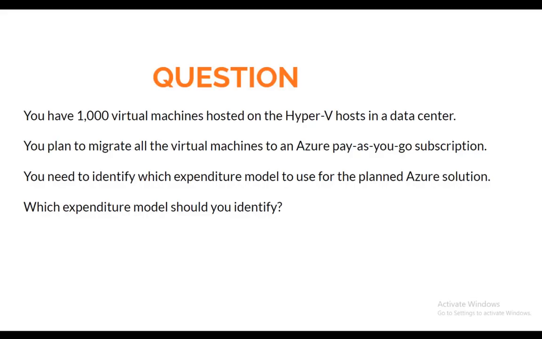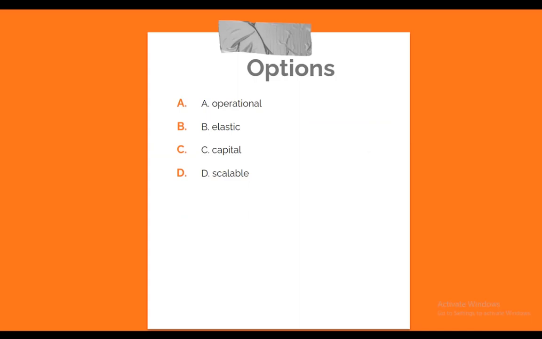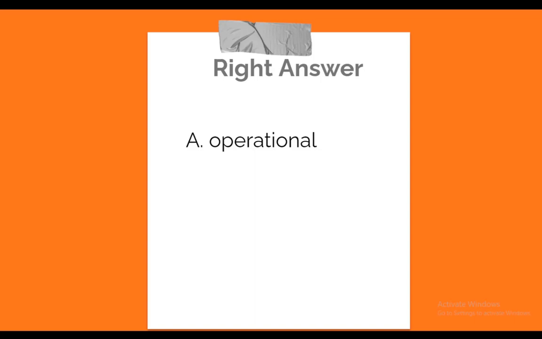Next question. You have 1,000 virtual machines hosted on the Hyper-V hosts in a data center. You plan to migrate all the virtual machines to an Azure pay-as-you-go subscription. You need to identify which expenditure model to use for the planned Azure solution. Which expenditure model should you identify? And here are the options. Option A. Operational. Option B. Elastic. Option C. Capital. Option D. Scalable. And the correct answer is Option A.